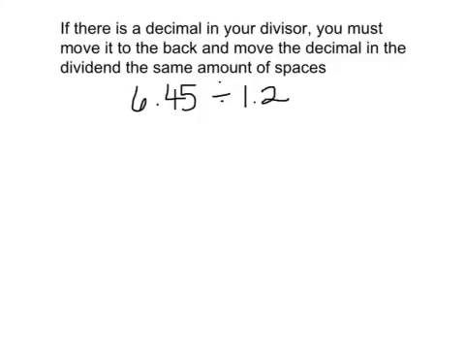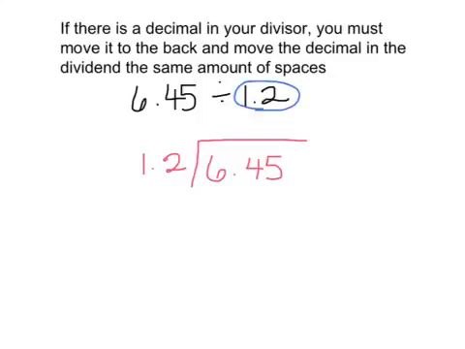If you notice at the top, it gives you a little bit of notes that if there is a decimal in your divisor, you must move it back to the end of that number, and then also move the same amount of spaces in your dividend. So let's see what this looks like. I'm going to start by rewriting this problem. So 6 and 45 hundredths goes inside, and 1 and 2 tenths goes outside. And you notice right here, I do have that decimal in the divisor, so I'm just going to move it back and make that number now into a 12.